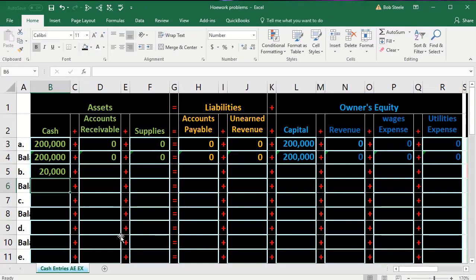All right, so the other side of this transaction, receive cash from client for work done. Now we just have to see which is the other account affected here. It says we did work, and therefore if we did work, we earned revenue. Revenue is not the same thing as cash. We got cash at the same point in time, but we actually earned revenue.